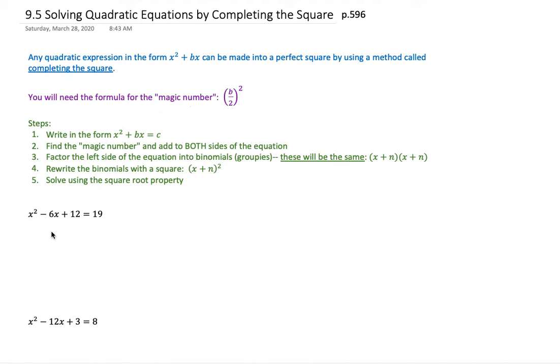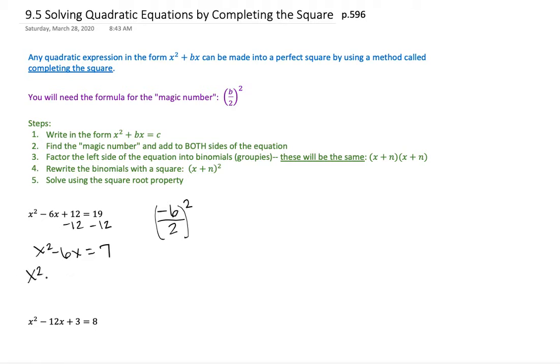So here is an example. The first step, get that 12 on the other side. So I have x squared minus 6x equals 7. Then I need to find my magic number. So I'm going to take half of b. Well, b is negative 6. So half of that, and then I'm going to square it. So half of negative 6 is negative 3, and negative 3 squared is a positive 9. So I need to add that to both sides.